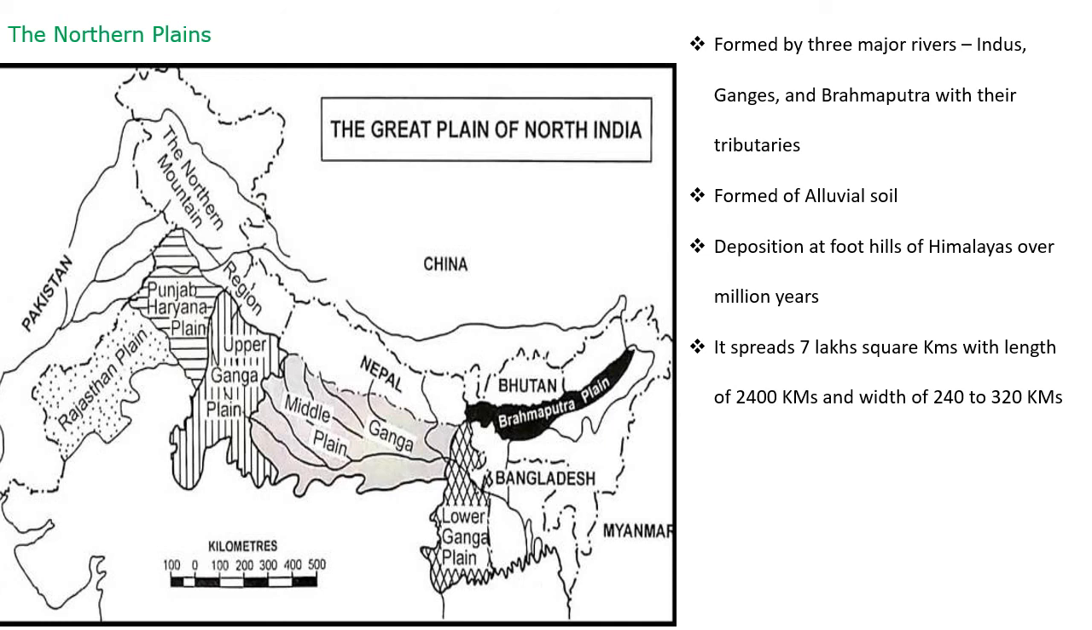They are formed of alluvial soil because these three rivers were flowing at the foothills of the Himalayas over millions of years. So we'll conclude this session with the northern plains, and the other physical landforms will be discussed in the next video.